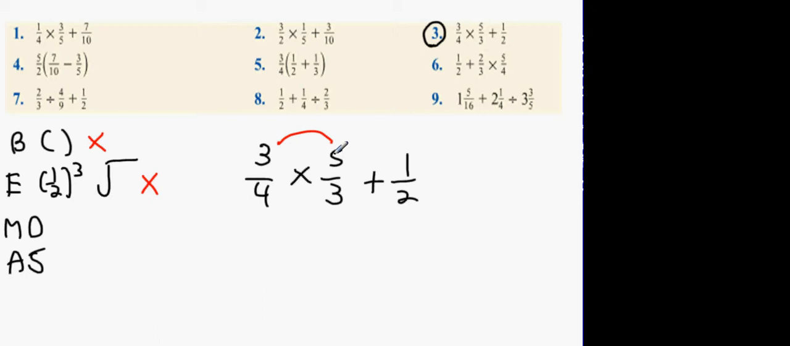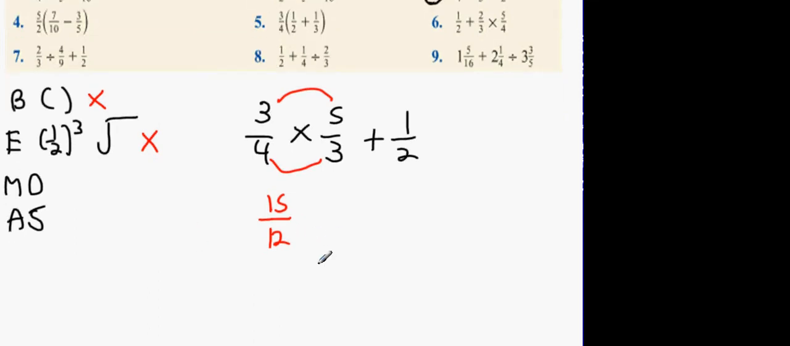Do multiplication first. 3 multiplied by 5? 15. And 3 multiplied by 4 is 12. Now, the problem with 15 and 12 is they both divide by 3. So you can put that into your calculator if you want, and it'll tell you what it'll break down to. Divide the top and bottom by 3, and it'll break up into 5 over 4.